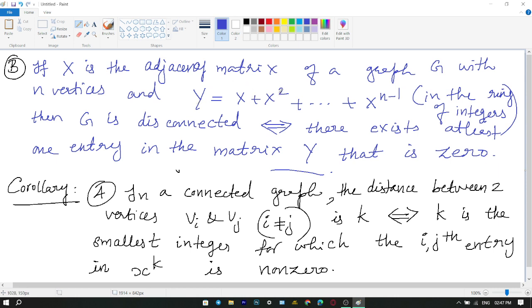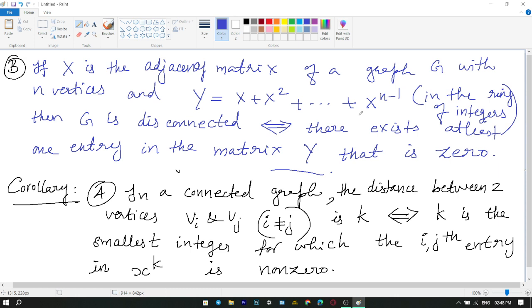Okay. So in order to prove a given graph is connected, it is enough to calculate Y equals X plus X squared plus etc. plus X raised to n minus 1, where n is the number of vertices, and prove that all entries in Y are non-zero. Okay, so this is the method of proving a given graph is connected.